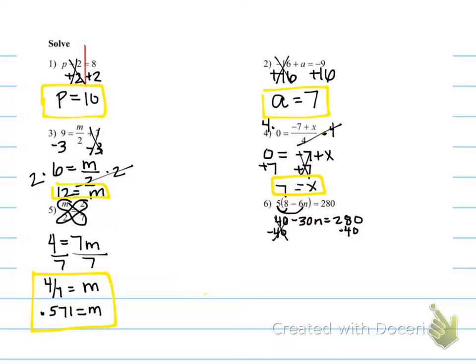So my 40's cancel out, which is what we wanted, so I've got -30n equals, and 280 minus 40 gets me 240. And then our last step here is to divide by -30 to get n by itself. So dividing by -30, we get n equals -8 for our final answer.